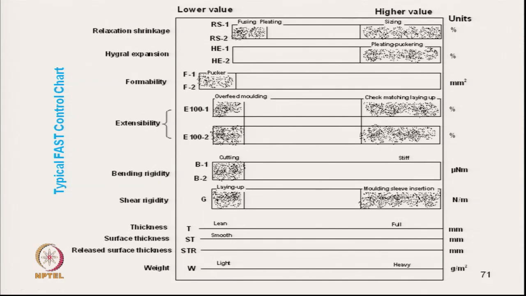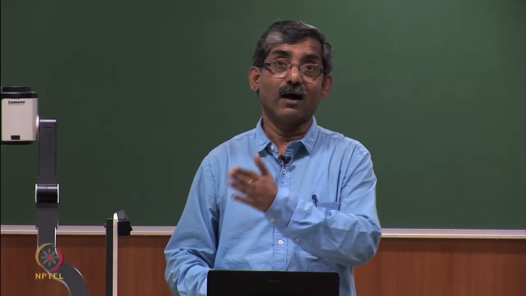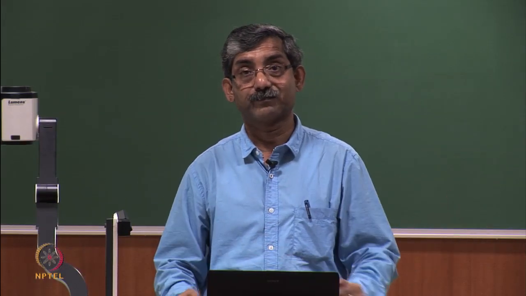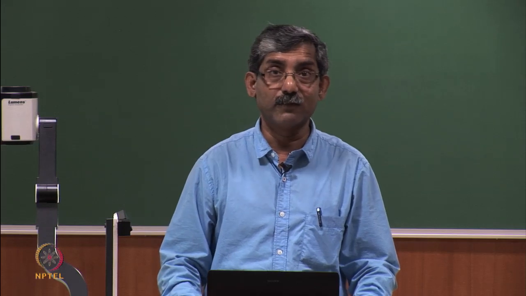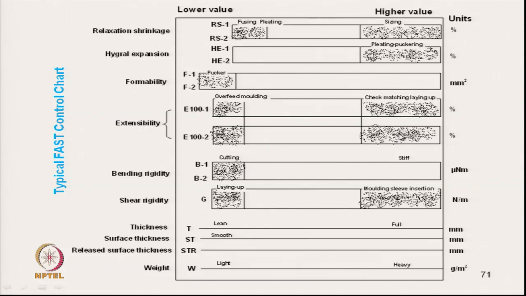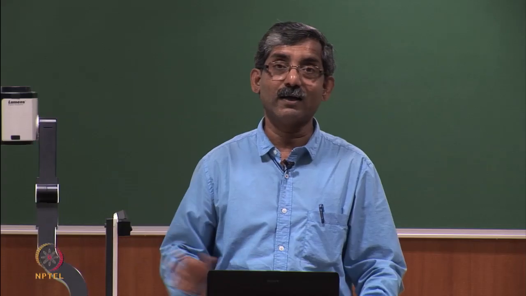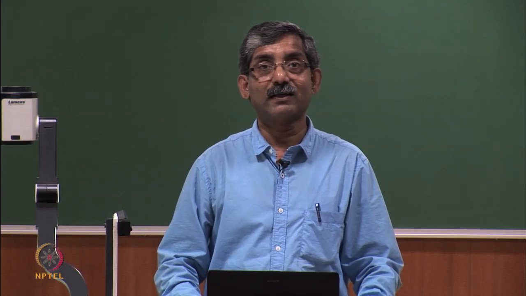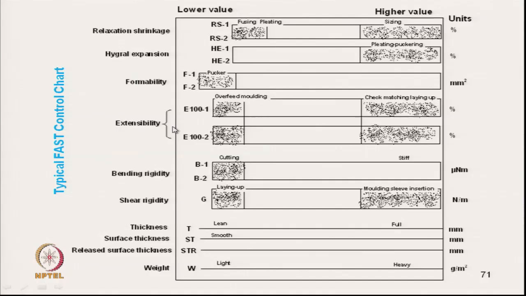For the automatic laying up process, where a large number of layers of fabric are being laid up, if the fabric is single color, then there is no problem, but if the fabric is check type fabric, then a check matching problem will be there due to the higher extensibility. So, depending on the extensibility value, we can predict the problem of check matching also.